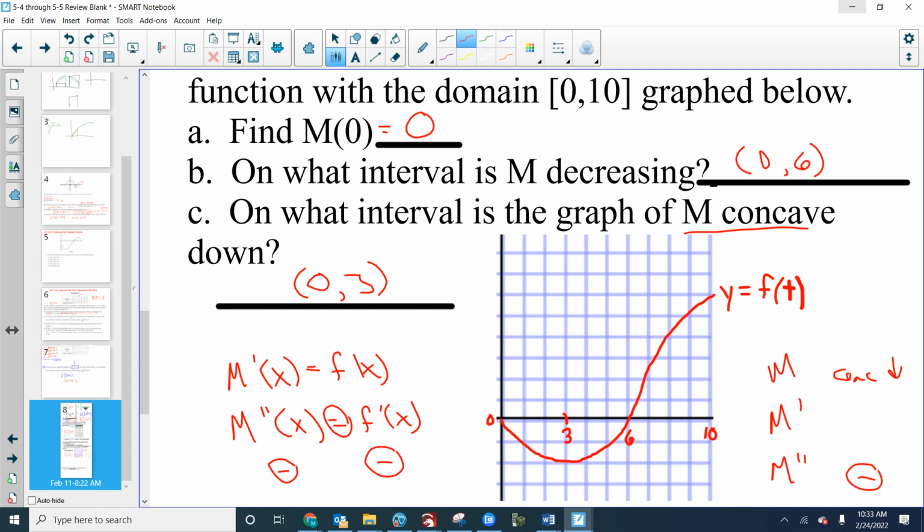Don, does that make sense? Be honest. Good? Wendy. M is concave down on 0 to 3 because M double prime of x, which equals F prime of x, is negative on that interval. Don't say decreasing. Negative on that interval. Please keep those words straight. Okay? All right.